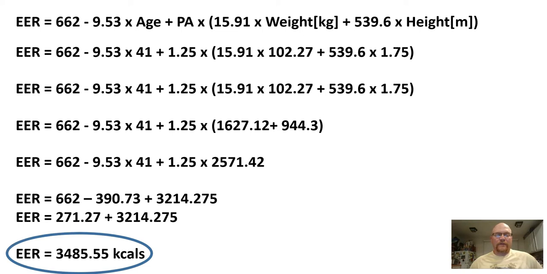So 3,485.55 kcals. Now what does that mean? What is this number? So what we're finding is, for me, provided I estimated my physical activity correctly, in order for me to maintain my body composition at my current physical activity, I would have to eat 3,400 calories per day. What that tells me is if I want to lose weight, I need to eat fewer than 3,400 calories. And now I can figure that out.